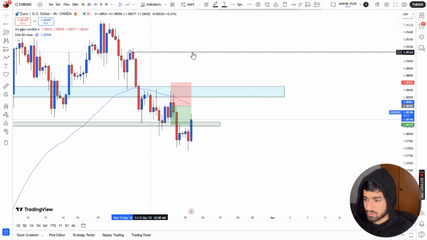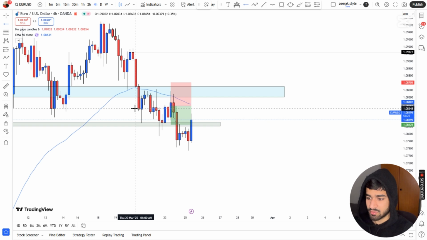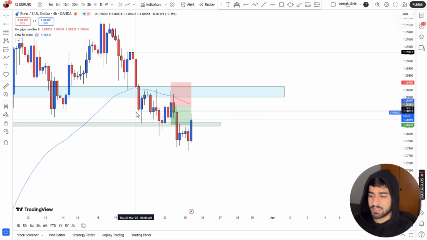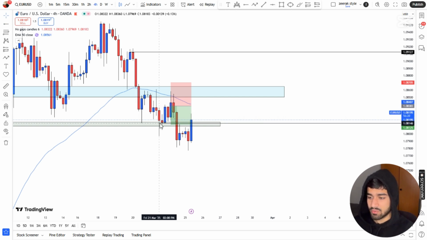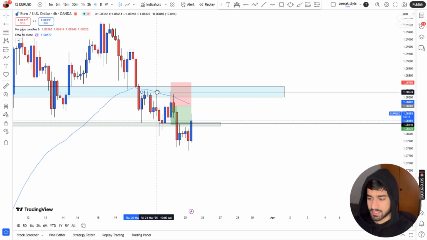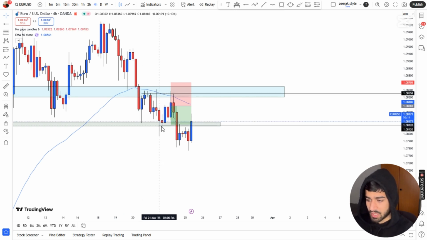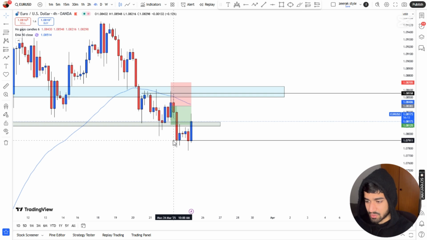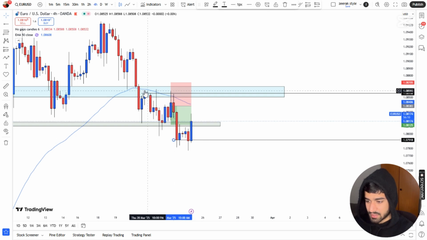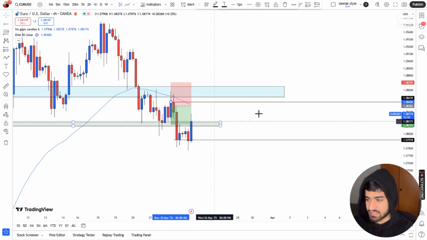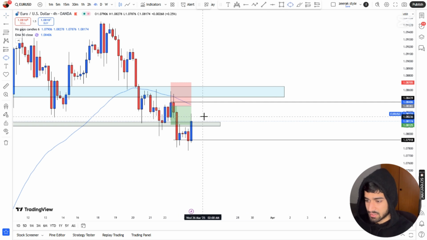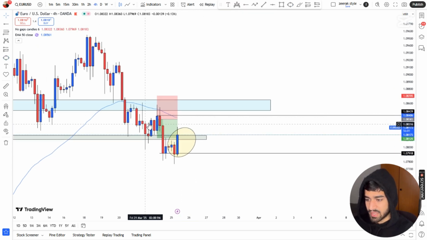This was the lower low, lower high, this was the lower low. We broke down, so this will become the lower low, this will become the lower high, because this is the last market structure point. What happened again? We broke again to the downside, this became the lower low and this became the lower high. At this point, the market was here.